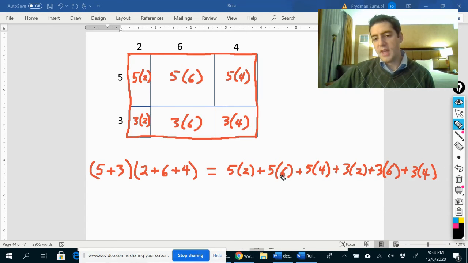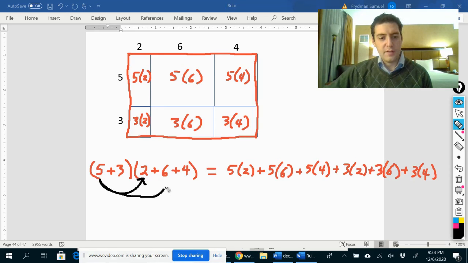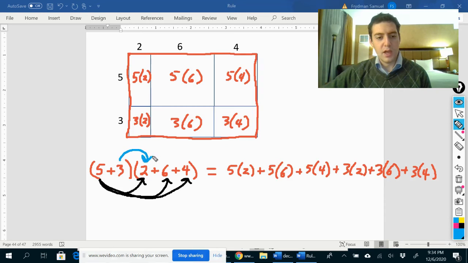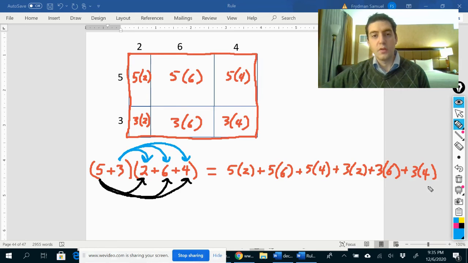And notice that what we have here is just every combination of these numbers together with these numbers. So for example, we have 5 times 2, that's over here. 5 times 6, that's over here. 5 times 4, that's over here. And we also have 3 times 2, that's this one. 3 times 6, that's this one. 3 times 4, that's this one over here.